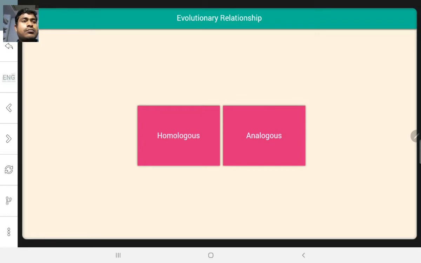The characteristics of organisms help us to identify the evolutionary relationship between different species. Two important characteristics are homologous and analogous characteristics. Tap on each to learn more.